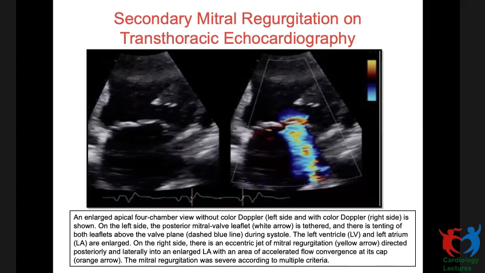This is a diagram which he had posted in the article. The left side shows an enlarged apical 4-chamber view without color Doppler. On the left side, the posterior mitral leaflet is tethered, and there is a tenting of both the leaflets above the valve plane during systole. The left ventricle and the left atrium are enlarged. On the right side, there is an eccentric jet of mitral regurgitation directed posteriorly and laterally into the enlarged LA with an area of accelerated flow convergence at its cap. The mitral regurgitation was severe according to the multiple criteria.